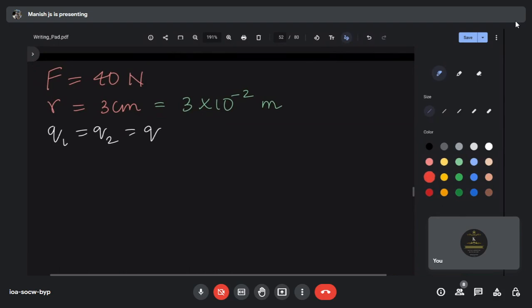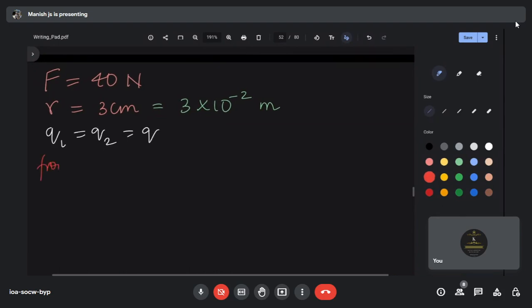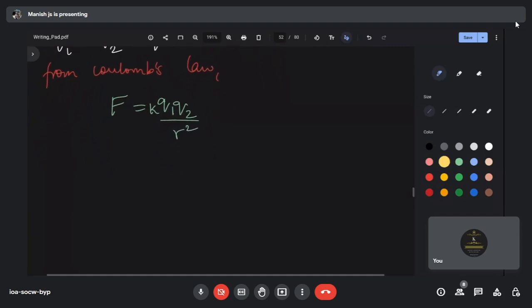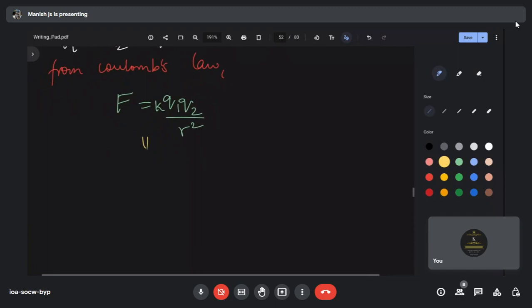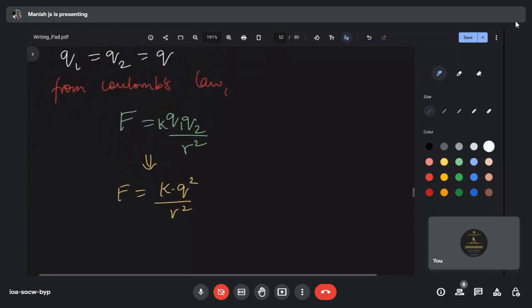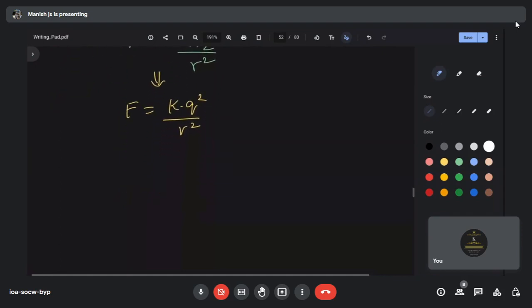Okay. Now from Coulomb's law, what do you know from Coulomb's law? F is equal to K Q1 Q2 by R square. Correct. So we are using that concept. So F equals K Q1 Q2 by R square. It's the formula. So you know that Q1 and Q2 are same. So how can we write it? We can write F is equal to K times Q square by R square. Isn't it? Can we write it like this? Yes, sir.